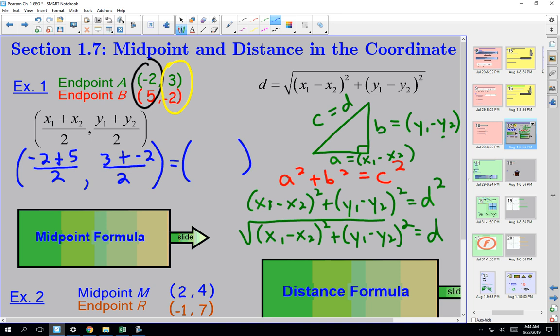This is something you could probably, instead of memorizing a formula, just think about the process. Can you just take away the plus sign because it's part of the formula? That would be 3 plus negative 2, so 3 minus 2. That's true.